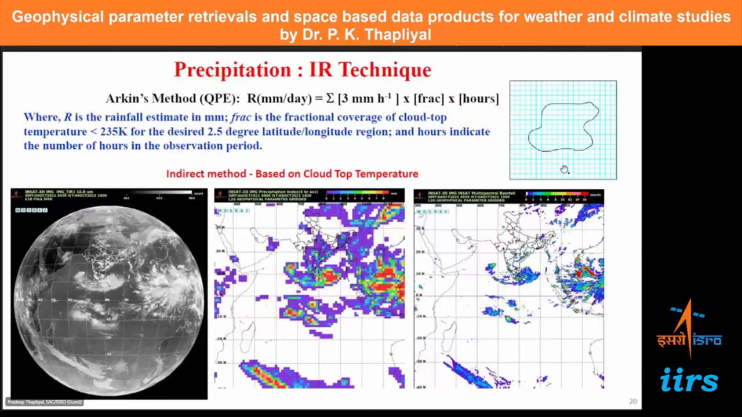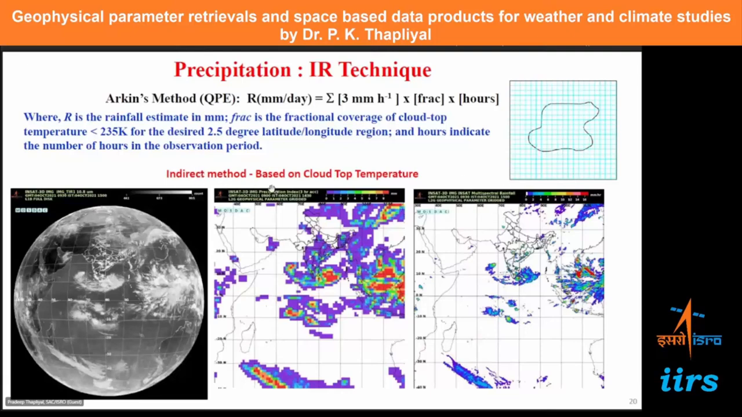And then from a geostationary satellite, you get imagery every half an hour. So you can accumulate that over one day. One day you will have 48 images. So you can accumulate, and you can also find out what will be the total rain over one day. So you can also find out the rain rate, and accumulated rain also you can derive from that.